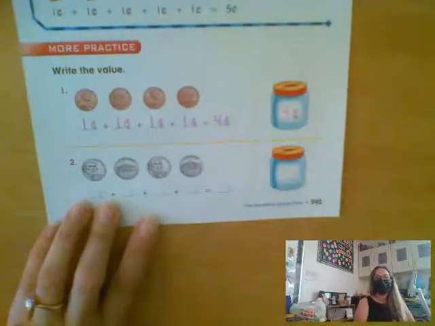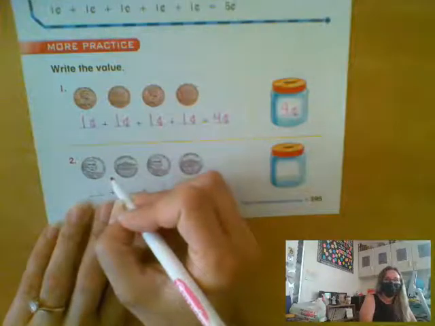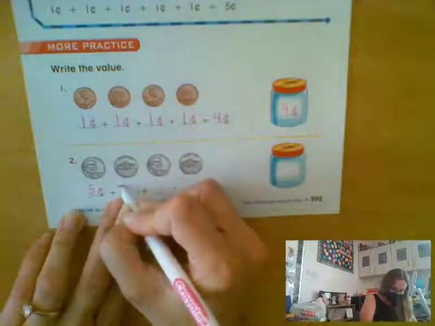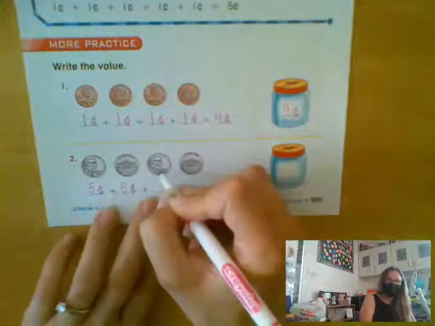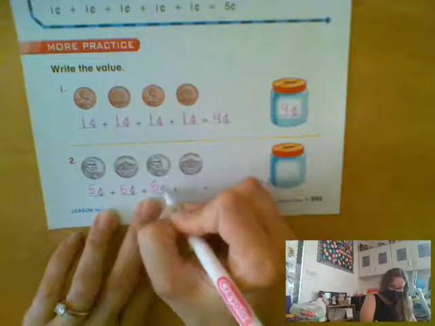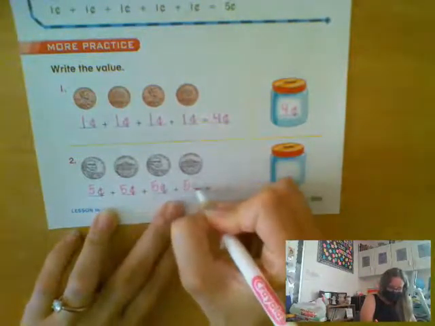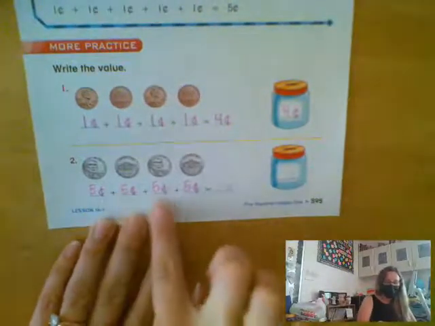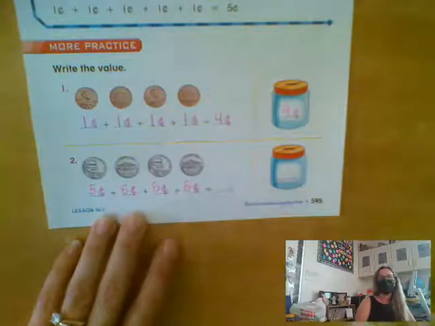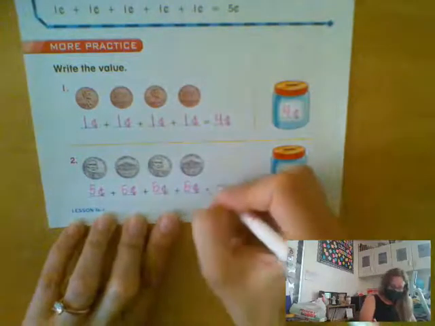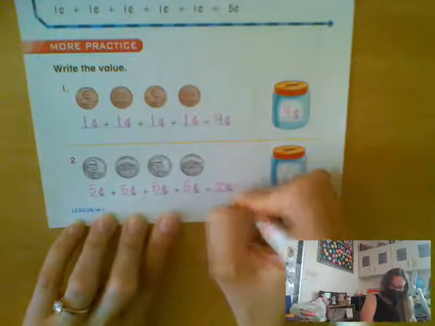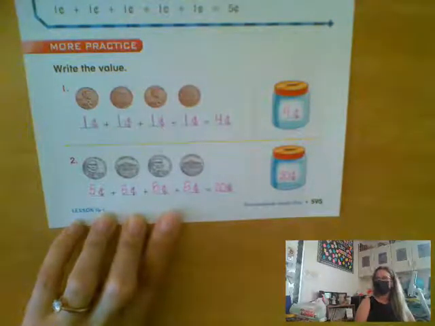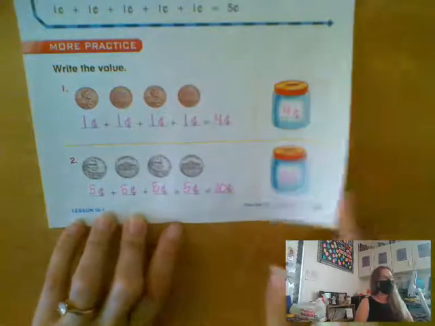Ava June, how much is a nickel worth? 5 cents. All right, Ava June, I have 5, 10, 15, 20. How many cents do I have? 20 cents all together. So you can put 20 cents in the jar. 4 nickels is 20 cents.